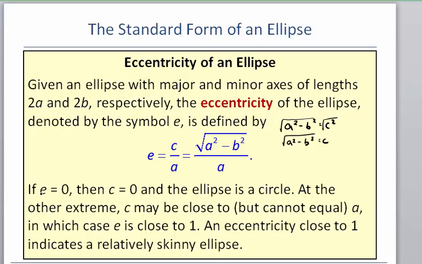The other thing I want to point out to you is this statement that says that if E is equal to 0, then C has to be 0. Recall that the only way for this to equal 0 would be to have a 0 on the top of that fraction. And in that case, you're looking at a circle, which is a certain type of ellipse.